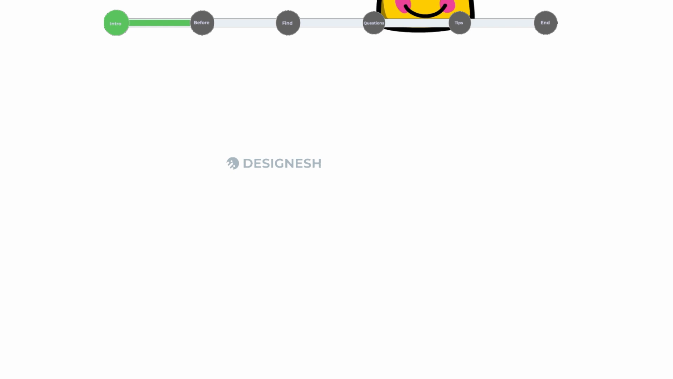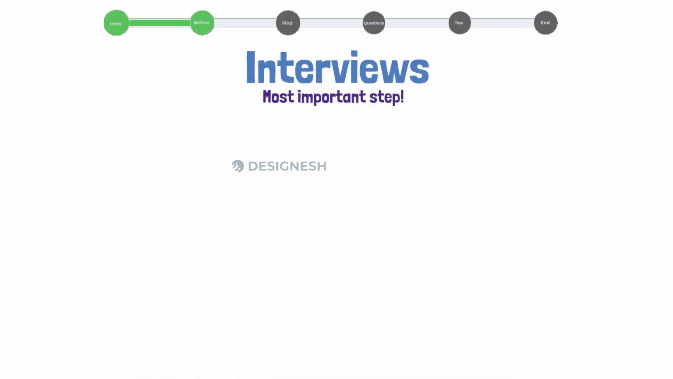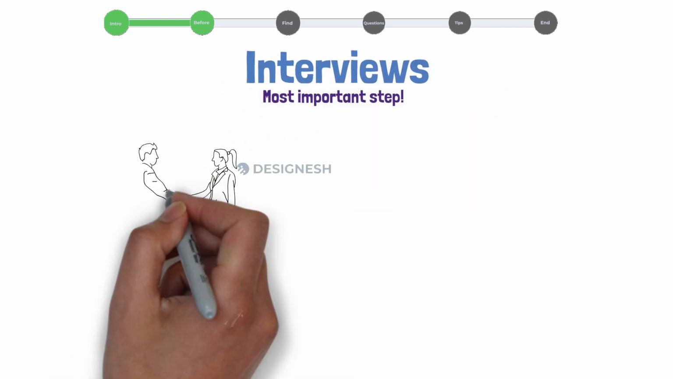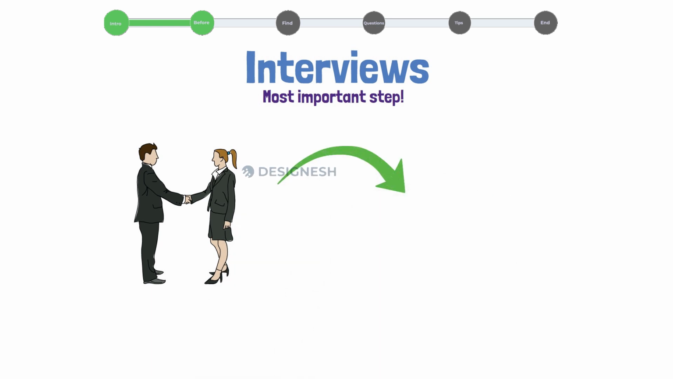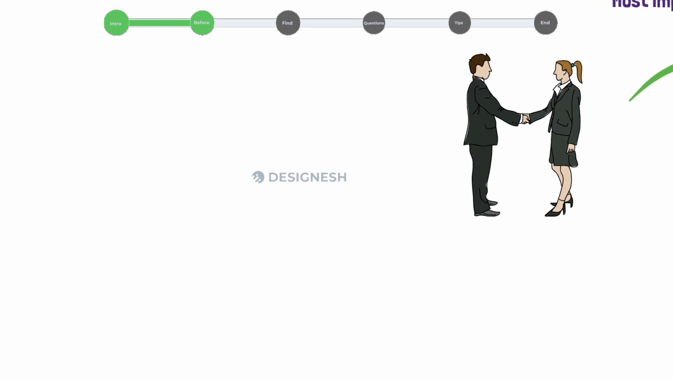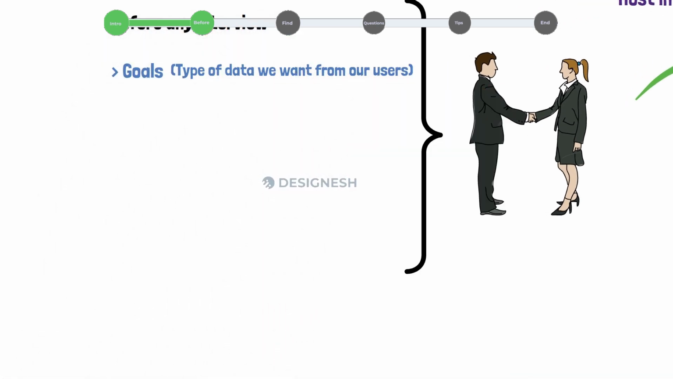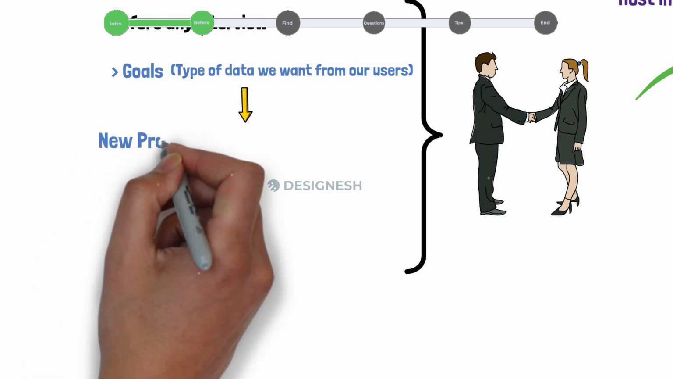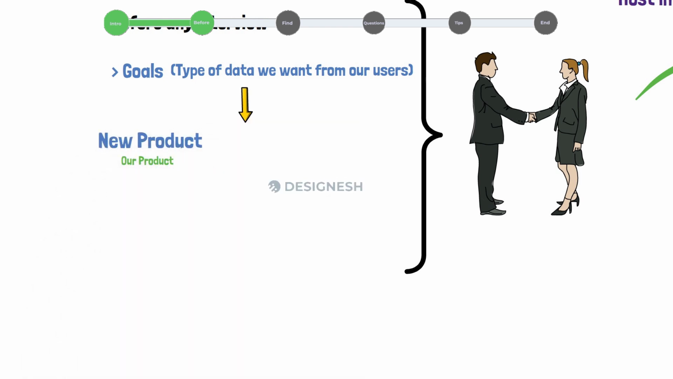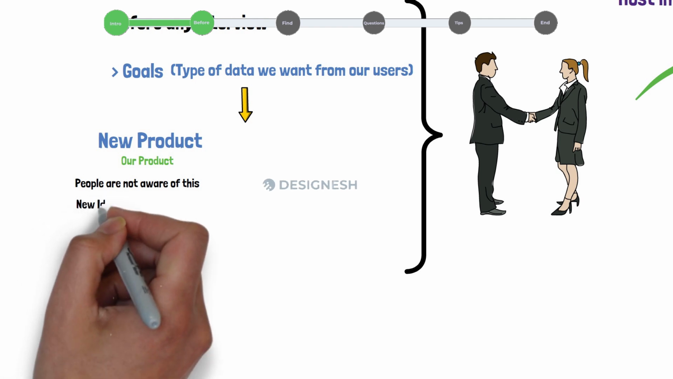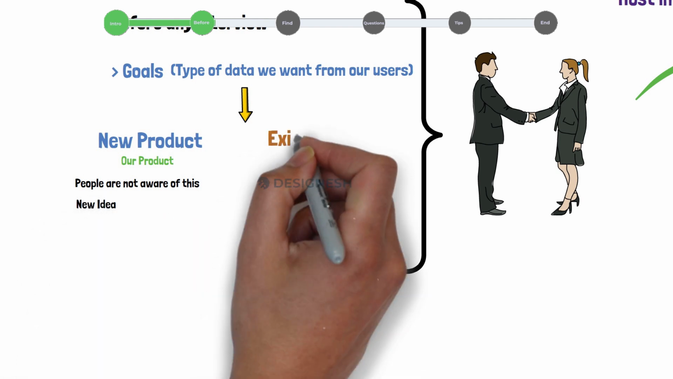One of the most important steps of our UX design process is the interview. This step takes time but brings effective results if done correctly. Before an interview, we must be prepared with the goals of our interview. We should know what type of data we want from our users. In our app design, we are going to design an app which is completely new and most people are not aware of this thing.